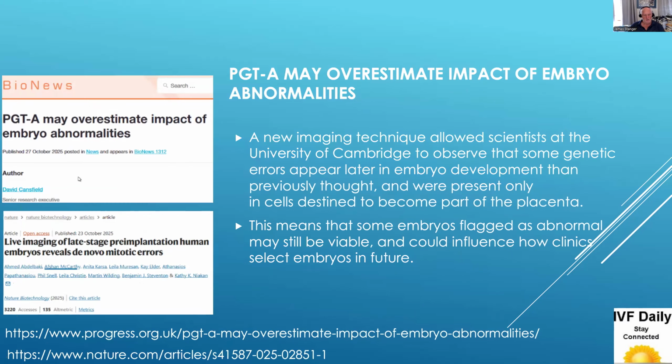Okay, the third paper is looking at the incidence of mitotic errors in pre-implantation embryos. This is published in Nature Biotechnology, late October. A new imaging technique allowed scientists at the University of Cambridge to observe that some genetic errors appear later in embryo development than previously thought, and were present only in cells that were trophectoderm, destined to become part of the placenta. This means that some embryos flagged as abnormal may still be viable, since the inner cell mass may well be euploid, and therefore could influence how clinics select embryos in the future and how they transfer or discard.